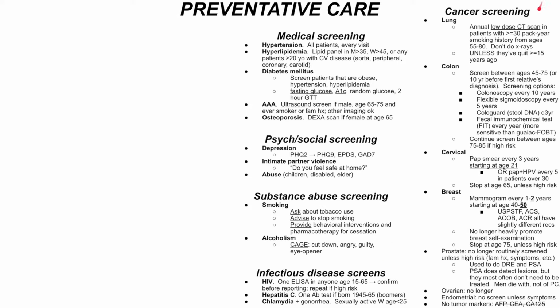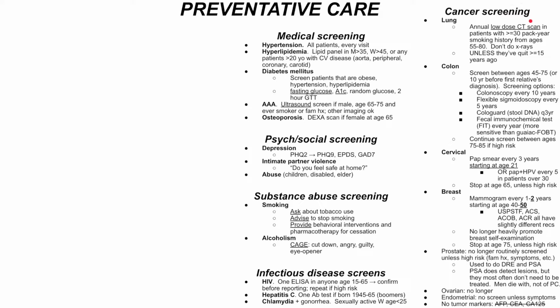Next, I'll be talking about these cancer screens. Now, there's 4 main cancers that we screen for. There's lung, colon, cervical, and breast cancer. Let's start with lung cancer. We do an annual low-dose CT scan in patients with a 30-pack-year smoking history between the ages of 55 and 80. Now, this is a low-dose CT scan because you're doing it every year. You don't want to blast them with radiation every time.